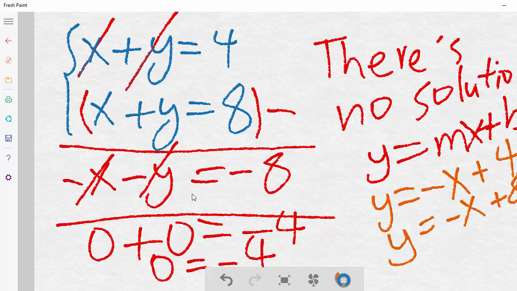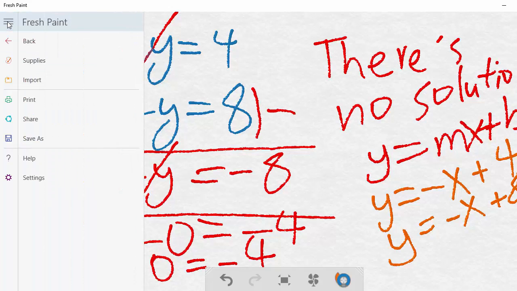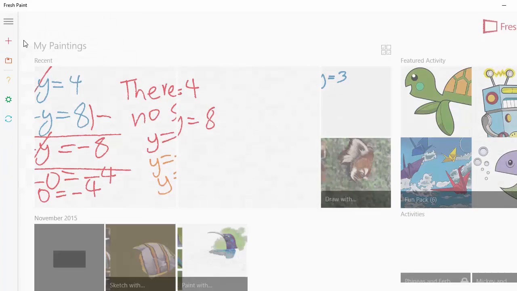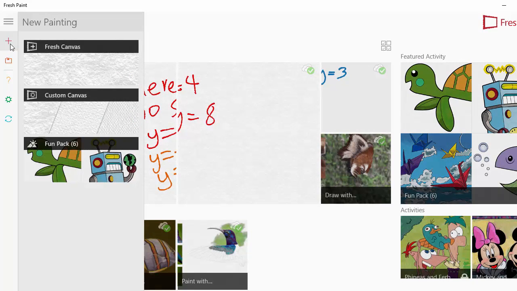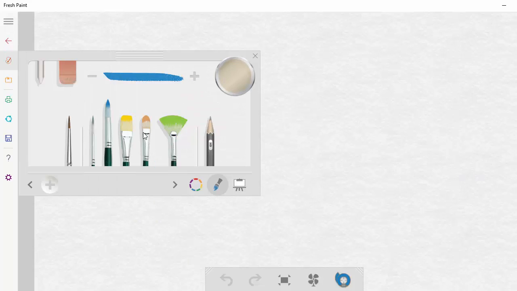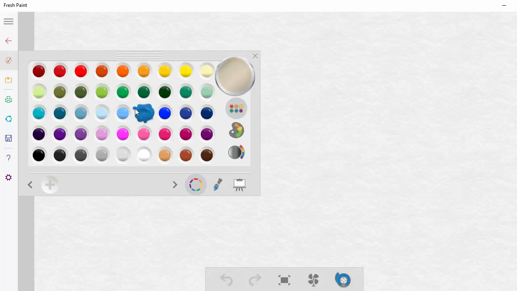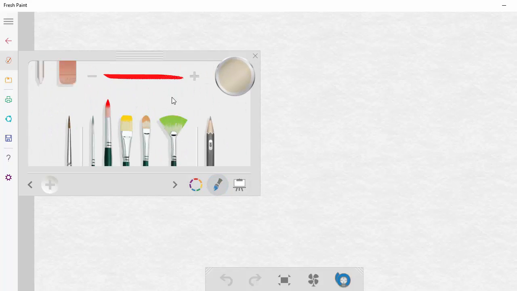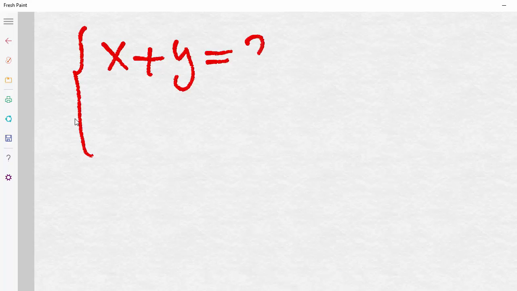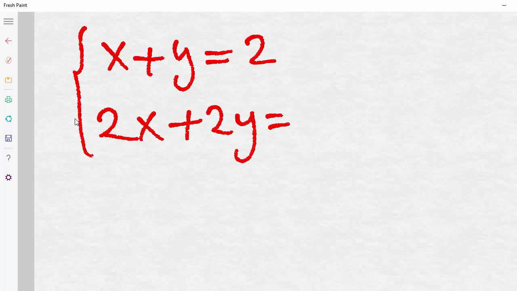Now, let's investigate another situation. Let's consider these two functions. We have x plus y equals 2. We have another function, 2x plus 2y equals 4. So I will use elimination again to solve these two functions.